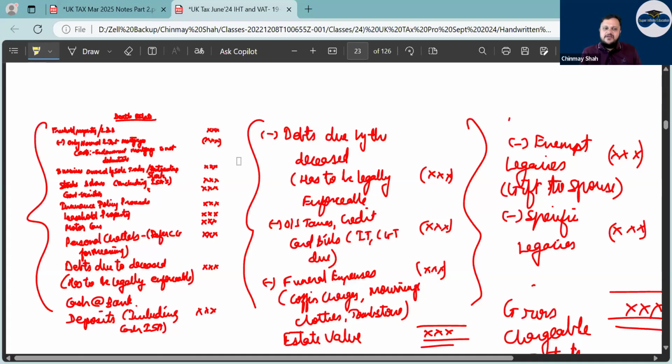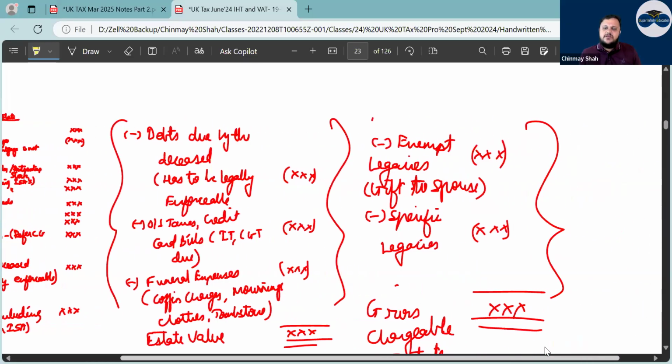Has to be legally enforceable, cannot be what? Tell me, hearsay. Has to be on paper, correct? Cash at bank, correct? Deposits that are there, including the cash ISA. From all the assets, you deduct all the liabilities, correct? Debts due by the deceased have to be legally enforceable. Outstanding taxes, credit card bills, income tax, CGT, whatever is due, everything. Funeral expenses, correct, of that person. Coffin charges, mourning clothes, and tombstone charges are allowed.